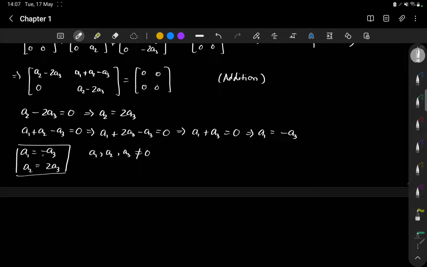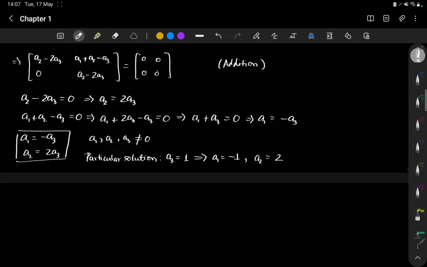How can we say that? We can find one particular example which solves this set of equations that we have. A particular solution to this set of equations would be, let us say, A3 equal to 1, then we will get A1 equal to minus 1 and A2 equal to 2. This is what we will get as a particular solution.